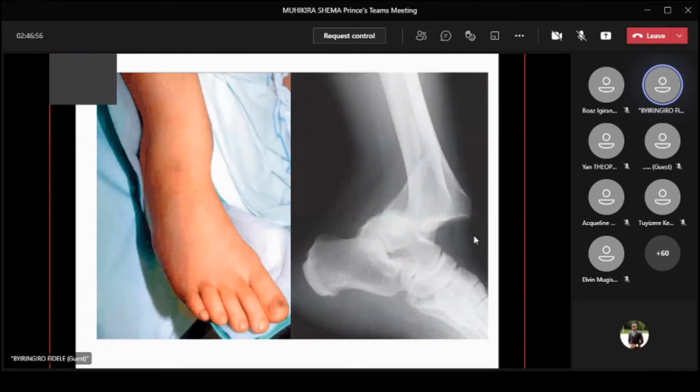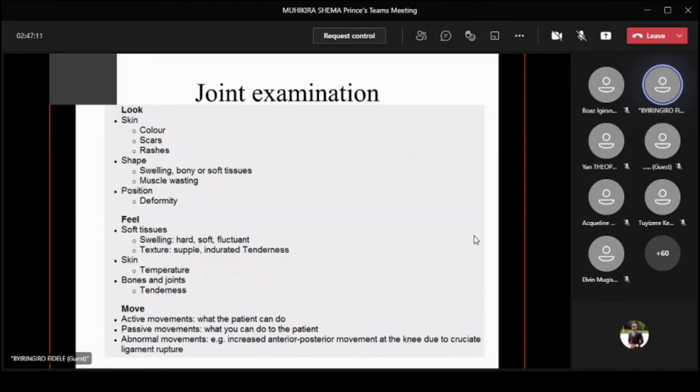So for the joint examination, there are 3 ways. You have to look, you have to feel, and you have to move. For looking, you look at the skin, color, scars, rashes, the shape, if there is any swelling, bony or soft tissue, or deformity, or muscle wasting. Position, you look at the deformity. Feel, you have to feel the soft tissues, if there is any swelling, if there is any undulation or tenderness. You have to feel the temperature, and you have to feel the tenderness of the bones and the joints. For movements, you always have to examine active movements, which is what the patient can do, and passive movements, which is what you can do to the patient, but the patient can't do.